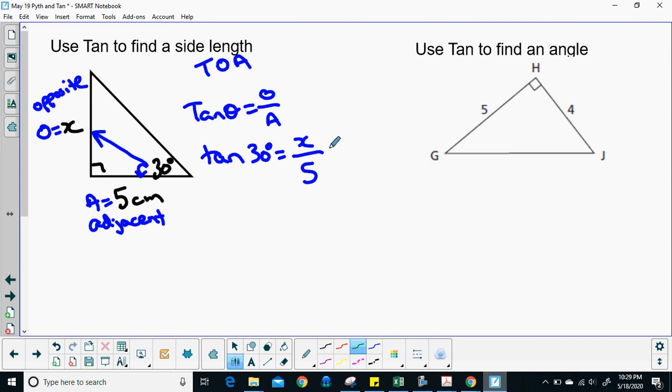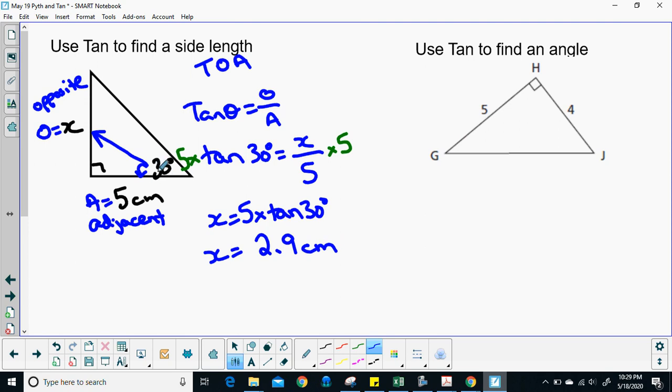So to get X all by himself, I'm going to have to multiply both sides by 5. And now I know that X is going to be 5 times tan 30 degrees. Make sure your calculator's in degrees mode, please. So we might have to cover that in class for everybody's different calculators. So 5 times tan of 30 should give me a side length of, round that up, 2.9 centimeters. So any 30-degree triangle is going to have that same relationship between them. In this case, because this side length was 5, this opposite side is going to be 2.9.